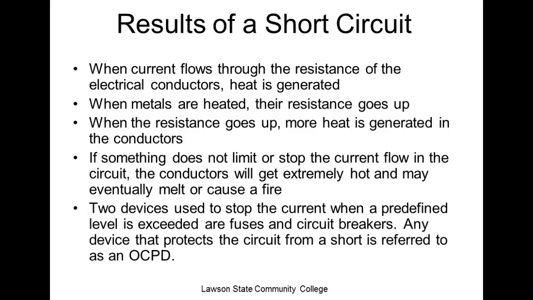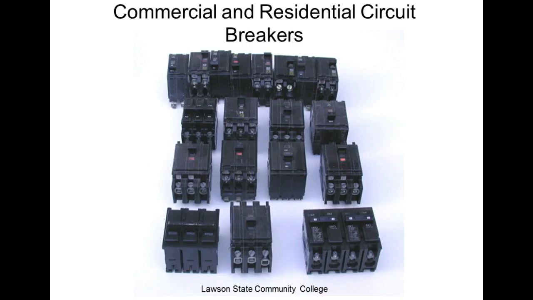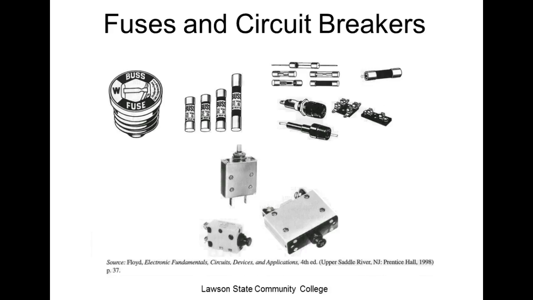Two devices used to stop the current when predetermined levels are exceeded are fuses and circuit breakers. Any device that protects a circuit from a short is referred to as an overcurrent protection device. So these are fuses and circuit breakers. These are commercial or residential circuit breakers, which everybody sees. And these are examples of fuses.